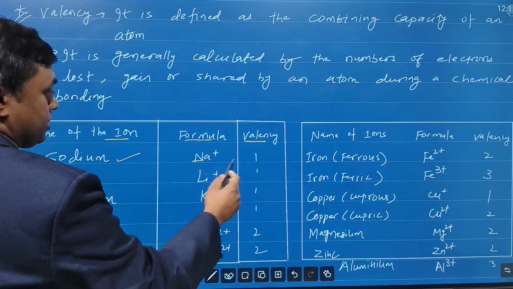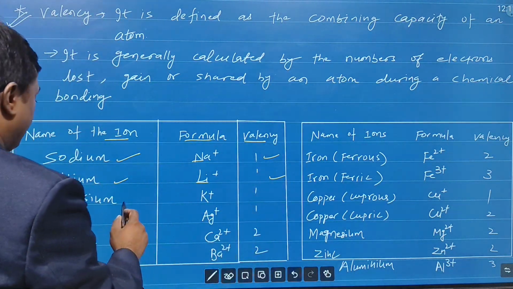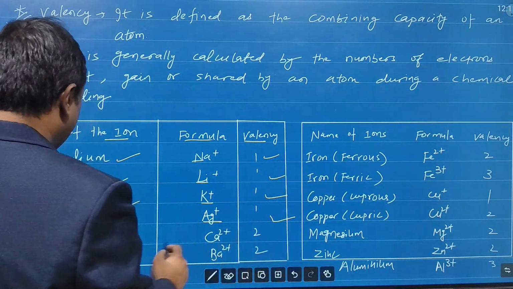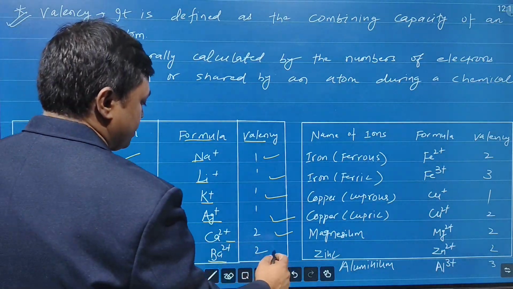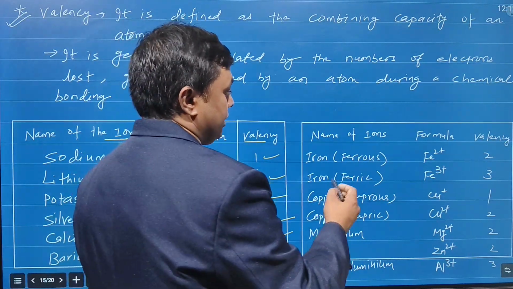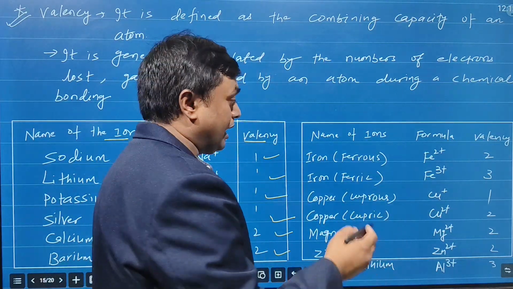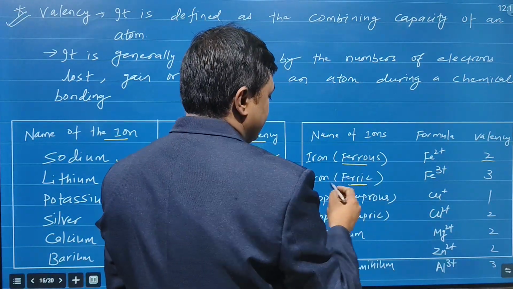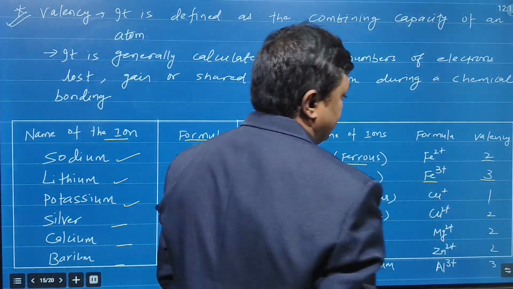Sodium Na+, 1; lithium Li+, 1; potassium K+, 1; silver Ag+, 1; calcium Ca2+, 2 is the valency; barium Ba2+, 2. Is that clear? These are the cations. Here iron has variable valency. The lower valency is called ferrous, Fe2+, valency 2, and the higher valency is ferric, Fe3+, so 3 is the valency.